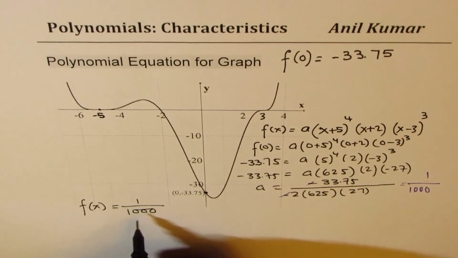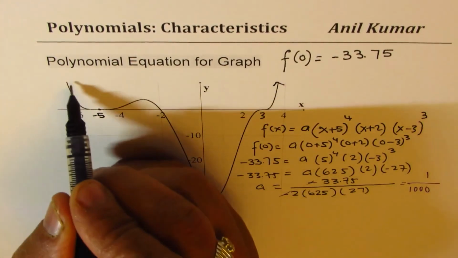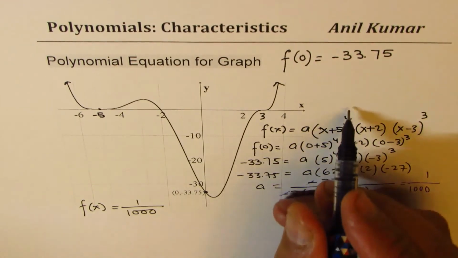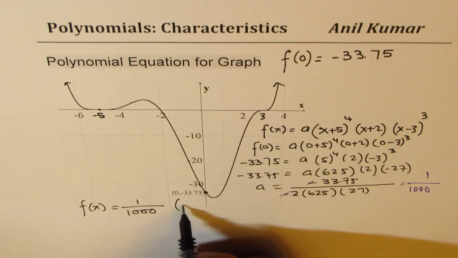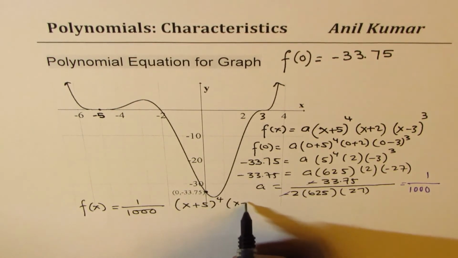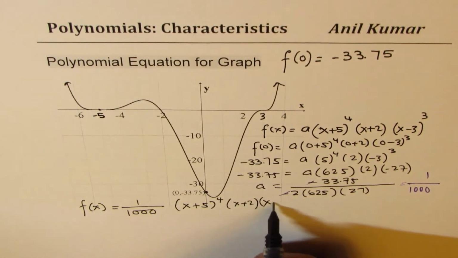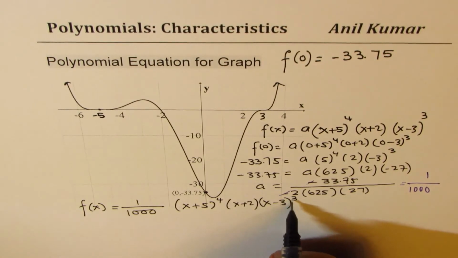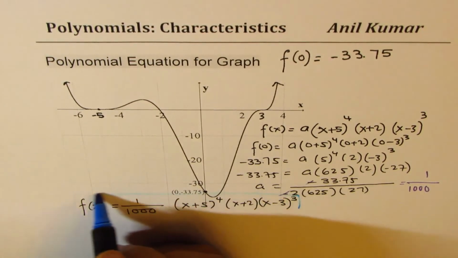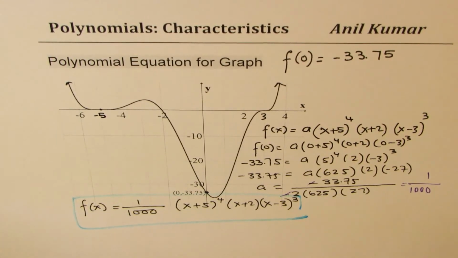See, positive, right side up, both same end, degree even, correct? So we have f of x equals 1 over 1000 times x plus 5 to the power of 4, x plus 2 times x minus 3 whole cube. So that becomes the answer for the given question, correct?